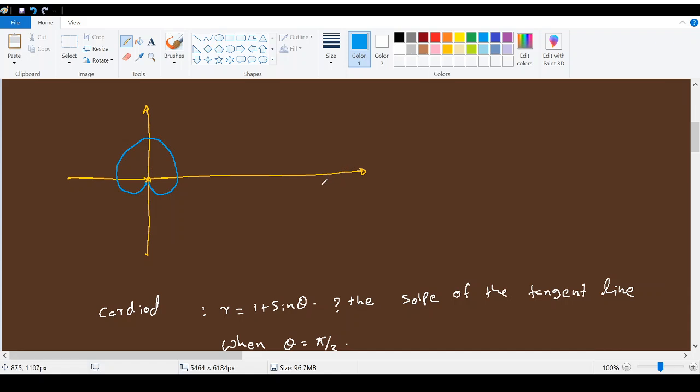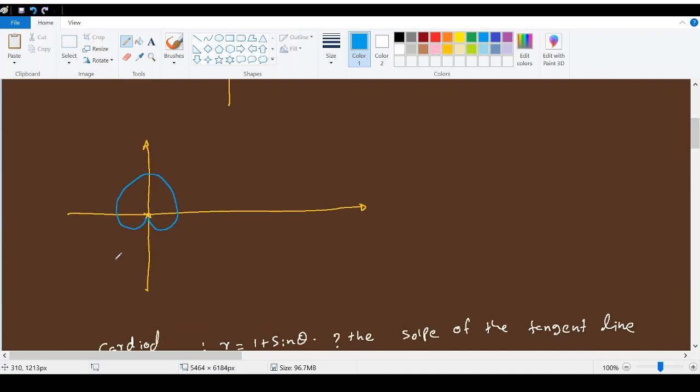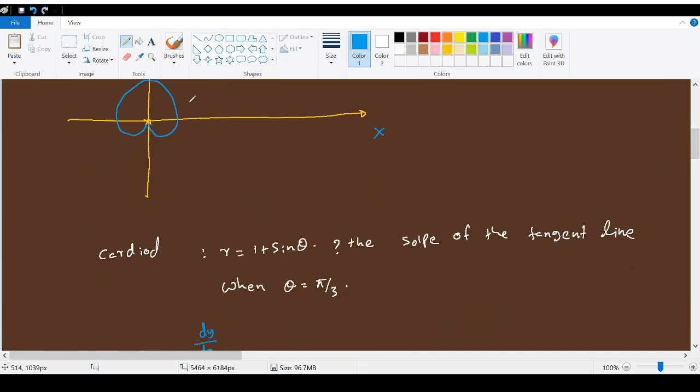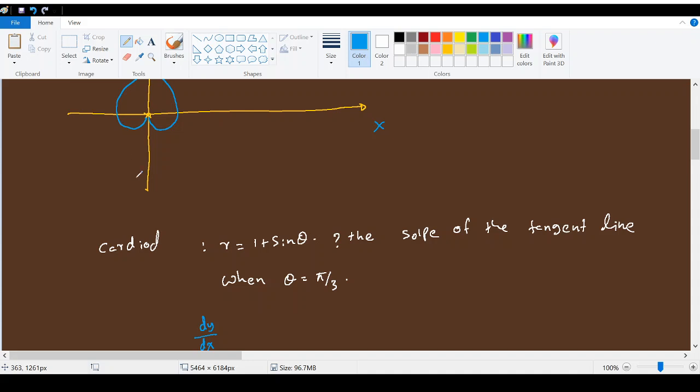So what we have to do here, to find the slope of the tangent, is find the value of dy by dx. Now here we are in this Cartesian axis as well, so dy by dx will make sense, because this is the x-axis and this is the y-axis. dy by dx represents the slope of the tangent. So it makes sense to differentiate these polar equations, right?